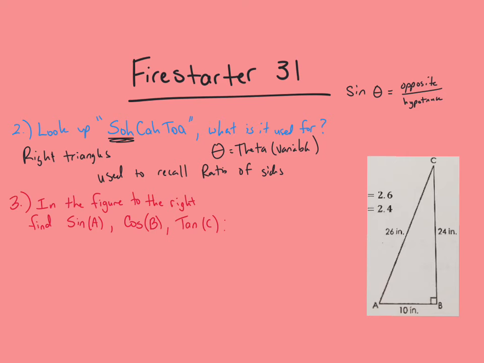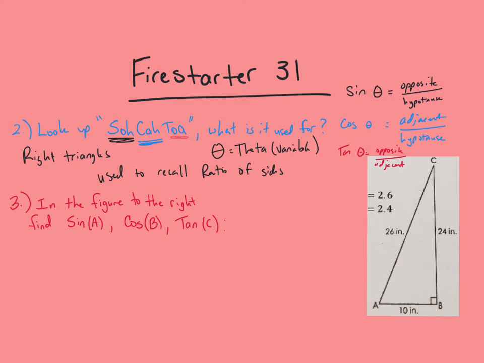And then we have the CAH, right? So hopefully you remember that cosine of theta is the adjacent, and adjacent means right next to it, over the hypotenuse. And then TOA is about the tangent. So tangent of theta would be your opposite over adjacent. All right, so that's what we're going to do in 3.